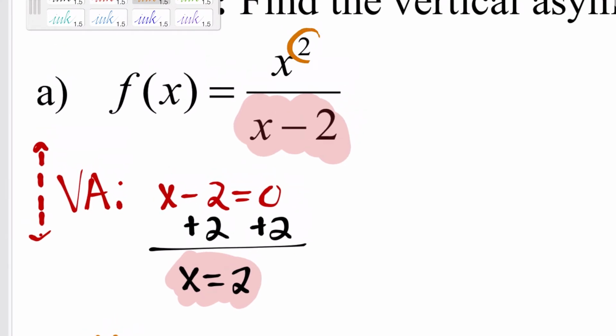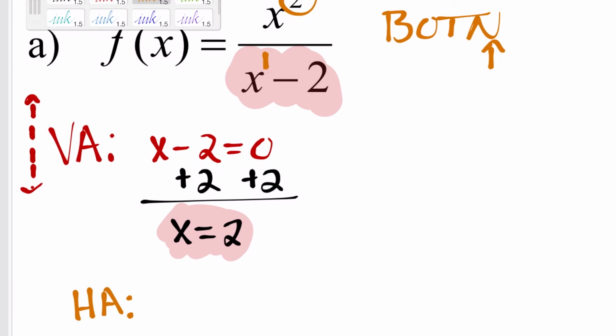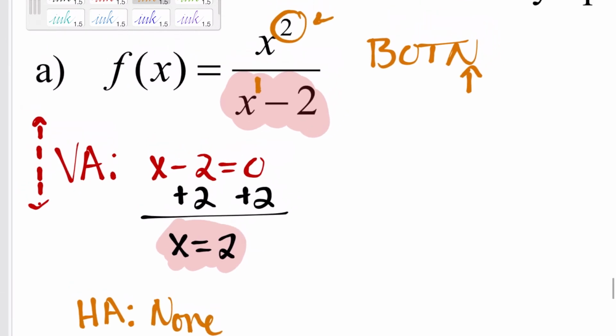So here on top, I have a highest exponent of 2. On the bottom, I have an exponent of 1. Our exponent is bigger on top. So bigger on top means no horizontal asymptote. Whenever I ask myself, is it bigger on top, bigger on bottom, or are the exponents the same? That helps us with the BOBO, BOTN, and EATSDC.